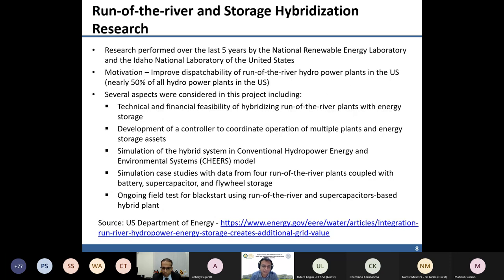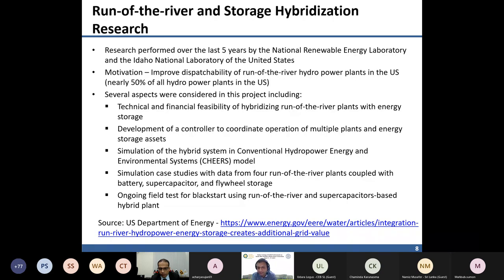With this general discussion, let me now spend a little more time on an example of a research activity which is progressively transforming into field tests and field experiments: the hybridization effort of run-of-the-river plants with battery storage. And not just battery storage, they've also tried supercapacitors and flywheels to see what kind of benefits they get in terms of grid reliability, improved plant operations and improved economics of the run-of-the-river plant. As I mentioned, this research has been performed over the past 5 years by the National Renewable Energy Laboratory and the Idaho National Laboratory in the United States in collaboration with Idaho Falls Power. The motivation has been: can we improve the dispatchability of run-of-the-river hydropower plants in the United States if we do this hybridization? And there were several aspects that they considered.